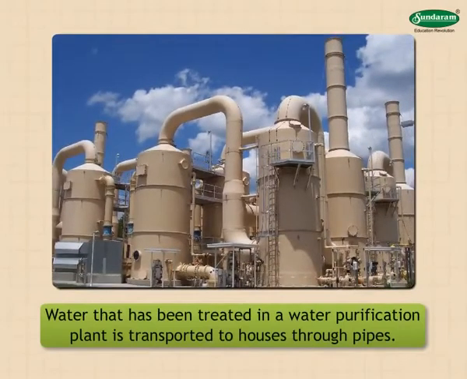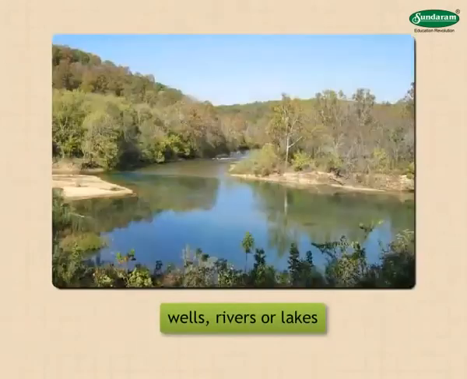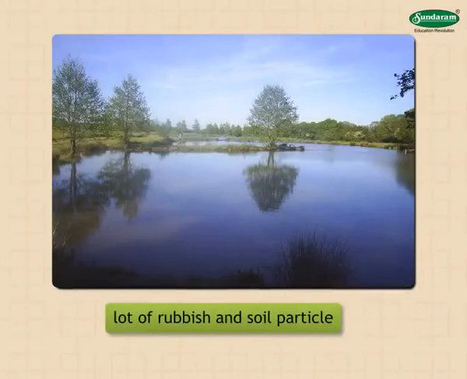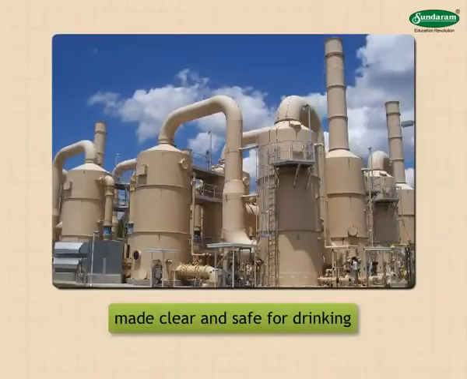In some places, water has to be brought from wells, rivers, or lakes. As these are open sources, they contain a lot of rubbish and soil particles. It is also possible that wastewater is mixed in it. Before we use this water for drinking, it must be made clear and safe for drinking.